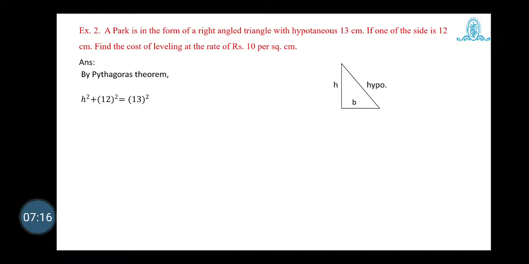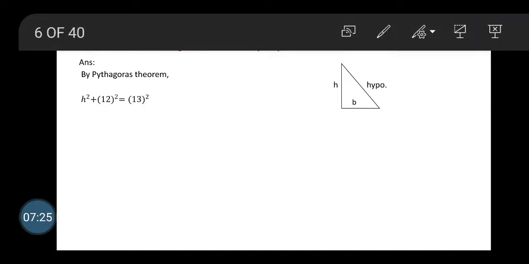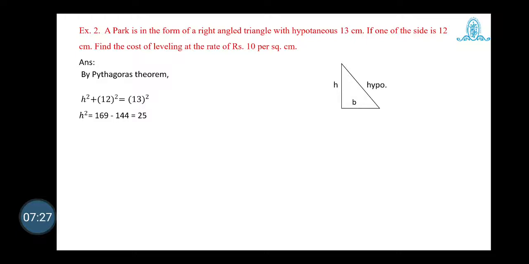So if we consider B is equal to 12 and hypotenuse is equal to 13, then we get H square plus 12 square is equal to 13 square. So how do we get H? 13 square is 169 and 12 square is 144. If we transfer this to the other side, it becomes minus. 169 minus 144 is equal to 25. But this is in the form of a square, so after taking the positive square root on both sides, we get the value of H is equal to 5 centimeter.